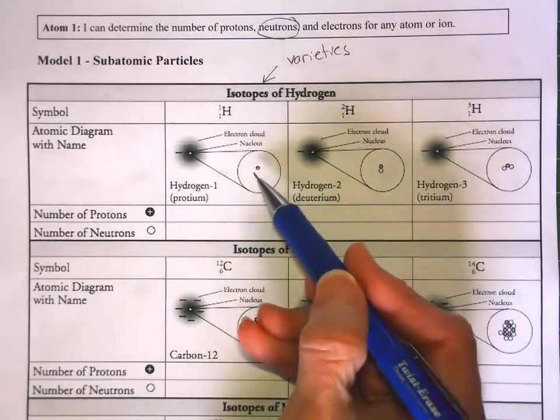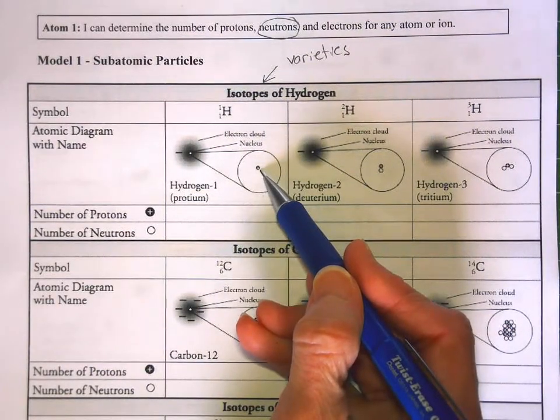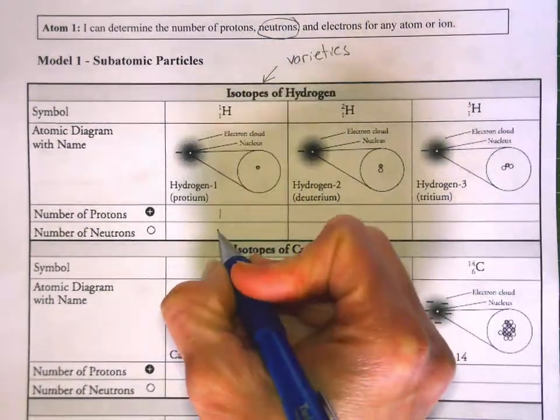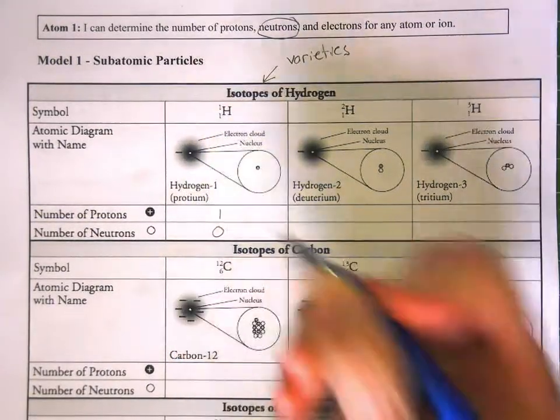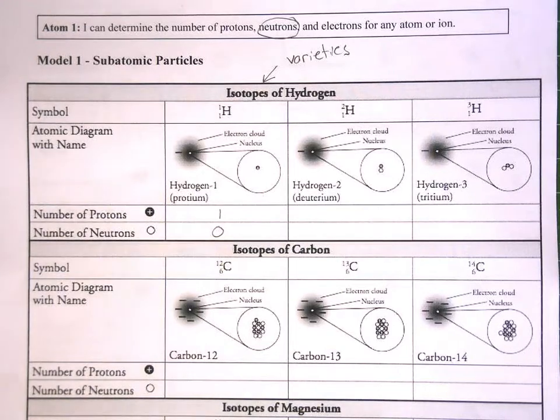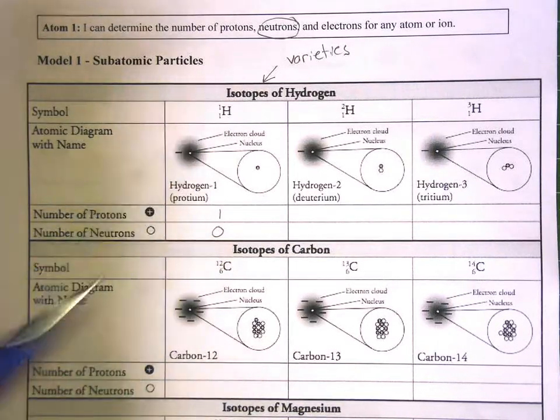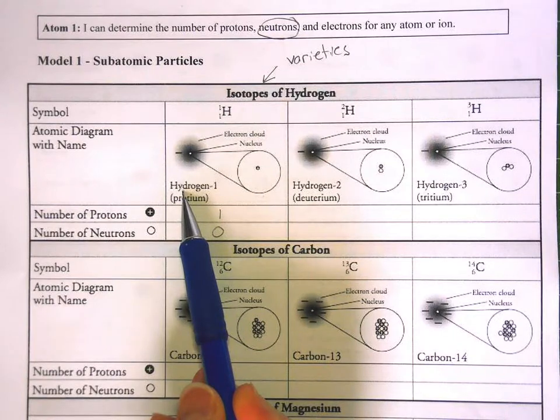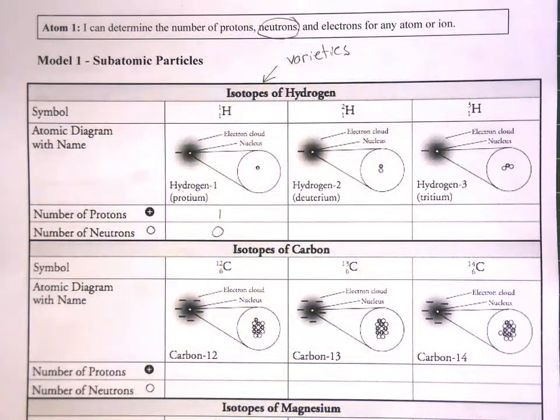So as I looked at the zoomed in picture of the nucleus here, what I can see is that there's 1 proton in the nucleus and there are no neutrons. This has the symbol 1,1 hydrogen and the name hydrogen 1. Scientists sometimes use the name protium, but we're not going to worry about that. We're going to use the very simple system of calling them hydrogen 1, hydrogen 2, and hydrogen 3.